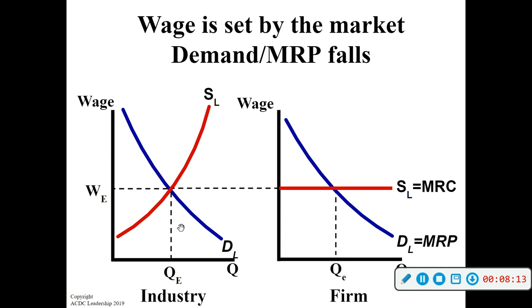So, side-by-side graphs. You've got the market on the left, you've got the firm on the right. We know it's a wage-taking firm, so whatever that equilibrium wage in the market is, the firm is also going to accept that to pay their employees. Downward sloping demand, so we know the firm is going to hire workers at QE.